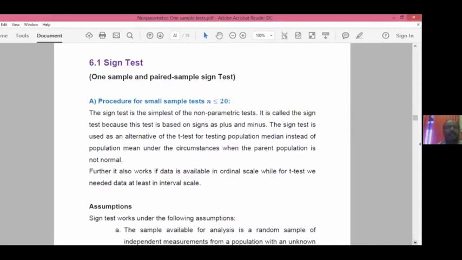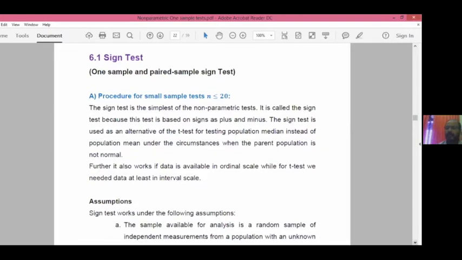The sign test is used as an alternative to the t-test for testing the population median instead of the population mean, under circumstances when the parent population is not normal. Further, it also works if the data is available on an ordinal scale, while for the t-test we need data at least on an interval scale. So that is the difference why we go for the sign test instead of the t-test.